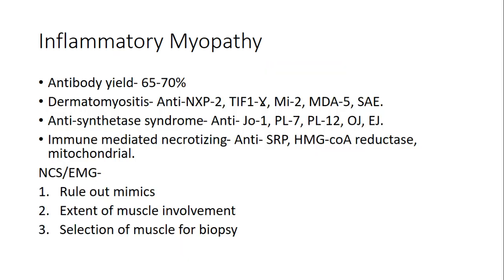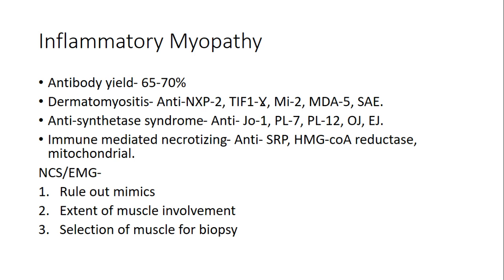Next, remember the antibody yield is 65 to 70%, so it's not 100%. If it's dermatomyositis, the antibodies are NXP2 and then TIF1 gamma, Mi-2, MDA5, SAE. And antisynthetase, and the photograph of the hand was from an antisynthetase positive patient. I'll say I have seen all these syndromes now. So anti-Jo1, PL7, PL12, OJ, and EJ. Believe me, I have never seen these, so these are not as common. We all know Jo1 is more common.